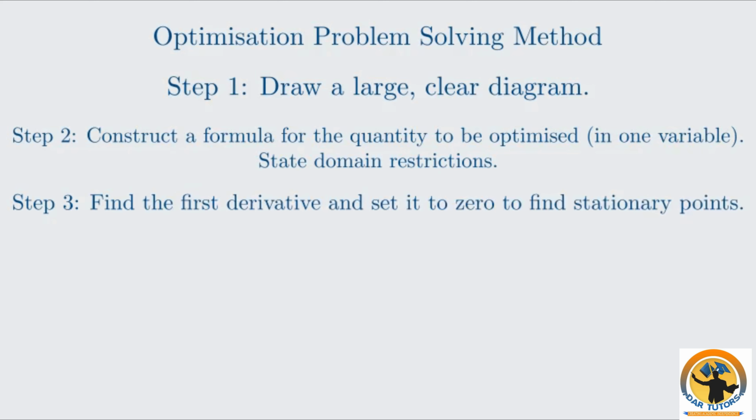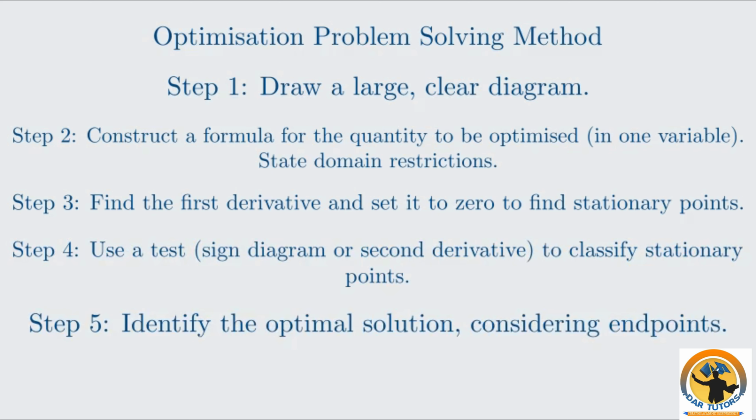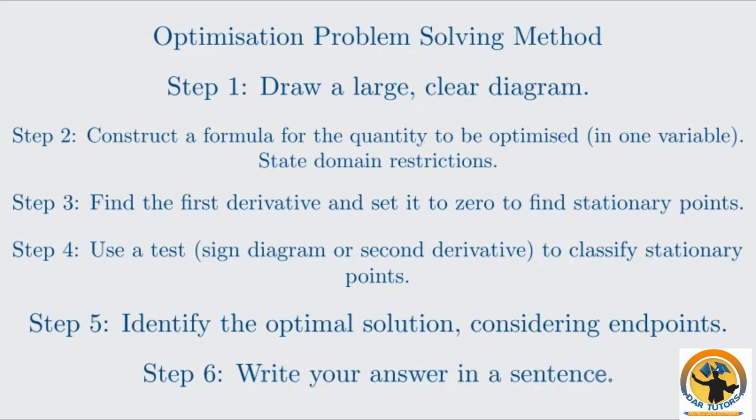Step 3. Find the first derivative of your formula and set it to 0 to find the stationary points. Step 4. Use either the sign diagram test or the second derivative test to classify each stationary point as a local maximum or minimum. Step 5. Identify the optimal solution. Remember to also check the values of the function at the endpoints of your domain, as the global maximum or minimum can occur there. Step 6. Write your answer in a clear sentence, making sure you've answered the original question.